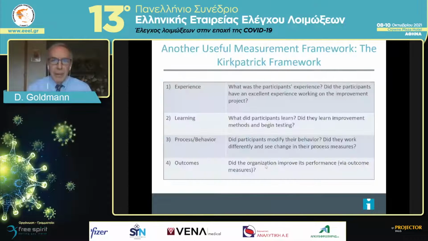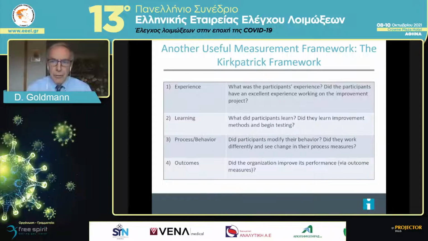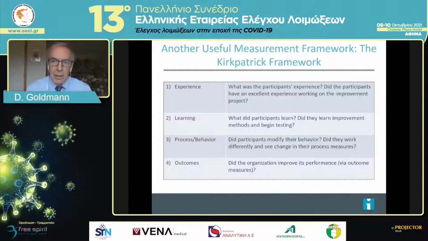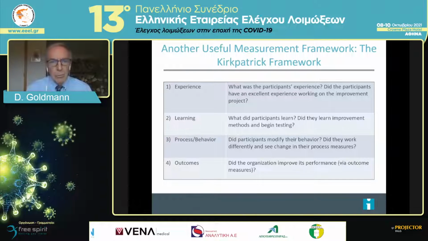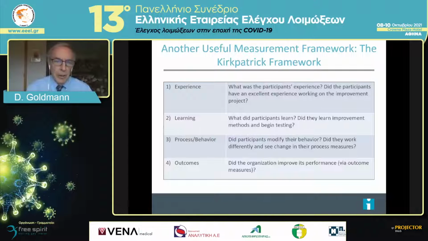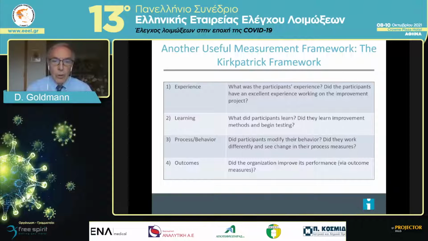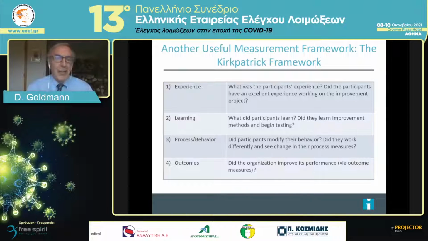Here's another kind of measurement I find very useful in quality improvement, the Kirkpatrick framework. This comes from the education discipline and from behavioral science. First of all, level one. What did the participants experience? So you are going to be part of collaboratives and other national and local initiatives, and you want to know that people had a good time, that they were engaged. If they're not engaged, they're not going to learn anything.